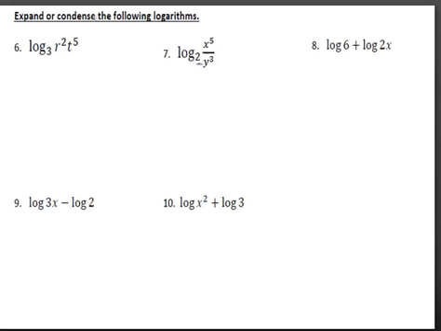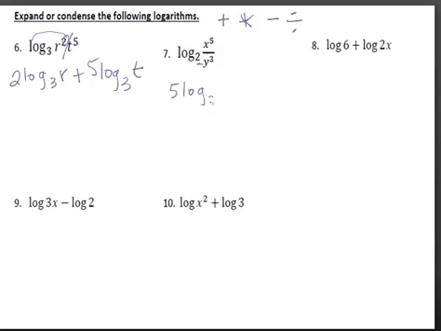Second half. In this case, we're expanding or condensing. So we're using our log properties. Remember that if it's addition, that means you're multiplying, and if it's subtraction, it means you're dividing. Okay, so in this case, we're multiplying, so we're going to split it with addition. The powers, the little numbers, always come to the front. So it's going to be 2 log base 3 r plus 5 log base 3 t. Okay? The second one's division, so we're going to subtract. So it's going to be 5 log 2 x minus 3 log 2 y.